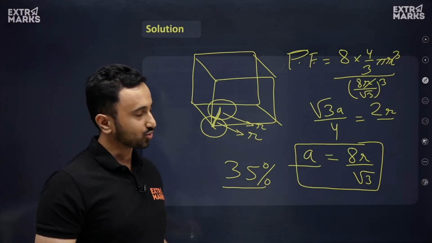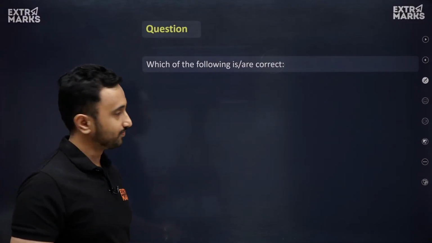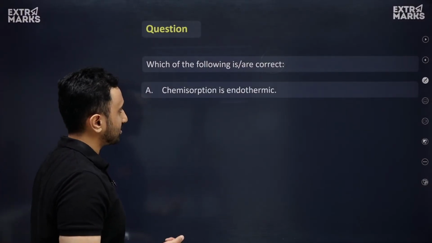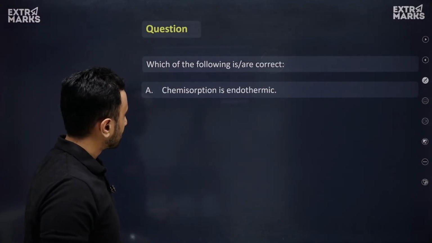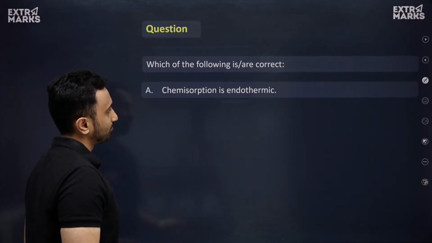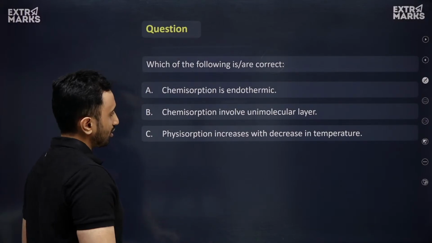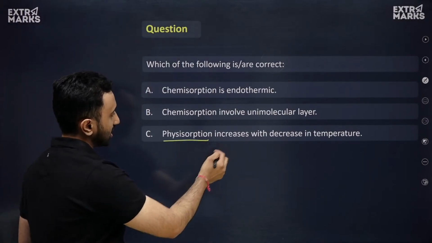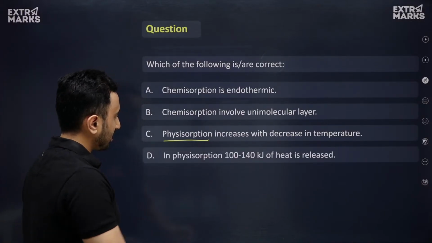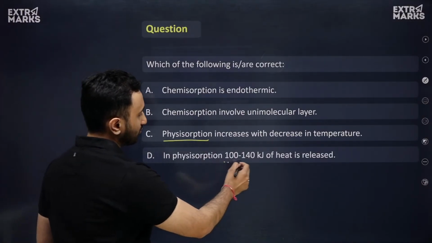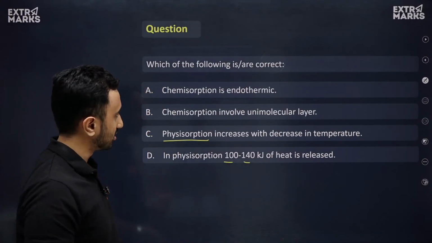Let's move to the next question. Okay, so which of the following are correct? The options say: chemisorption is endothermic; chemisorption involves a unimolecular layer; physisorption increases with decrease in temperature; or in physisorption 100 to 140 kilojoule of heat is released. This question is from surface chemistry. Let's do this question, it's very easy.